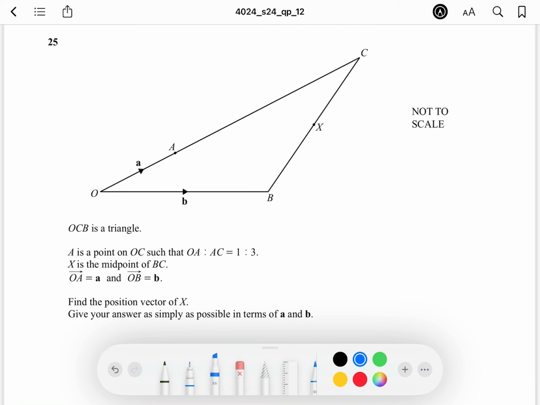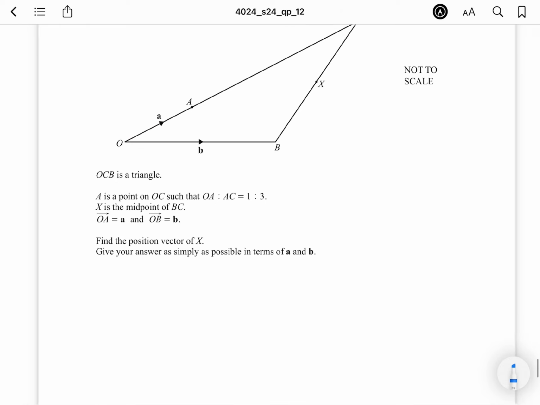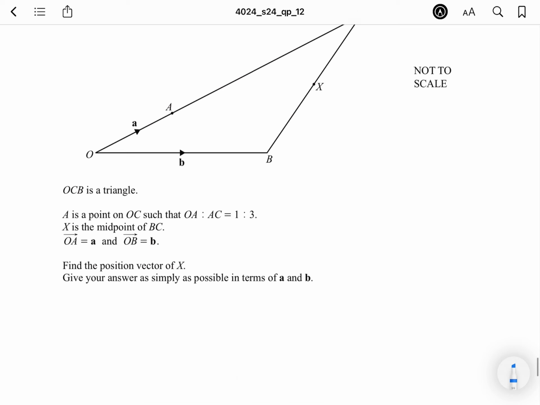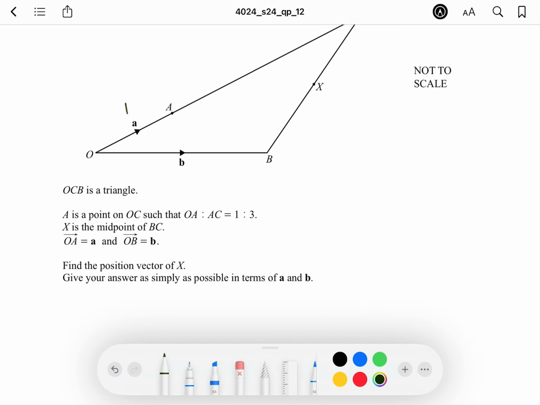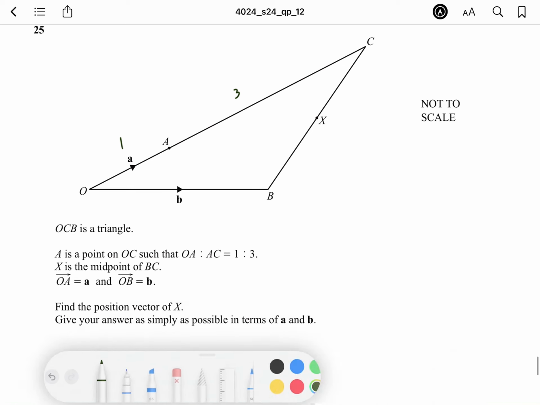Last one. Favorite. Favorite Tika. How many marks? 2-3 marks, this is easy. Okay. OCB is a triangle, A is a point. Again, when you read problems like this, make sure what is given in the question is also given in the diagram. A is a point on OC such that OA to AC is 1:3. So that is not given in the diagram, so let me put that. That does not mean the measurement. It just means the proportion.